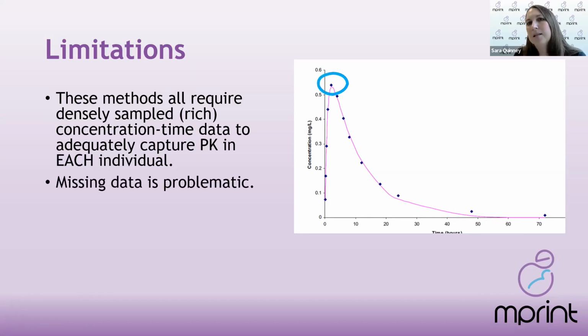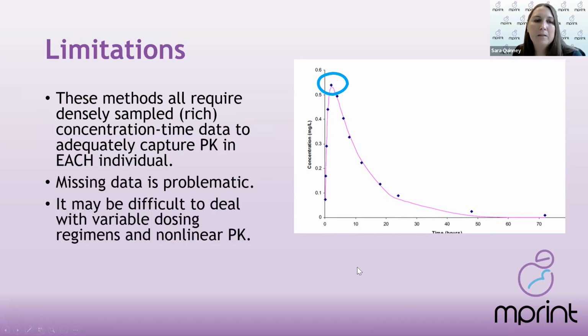So for instance, consider estimating a PK profile where we're missing the Cmax concentration in an individual, and how that would make a difference when you're calculating your AUC for an individual with or without that Cmax component. You would see that you'll get very different estimates for your PK. And it may also be difficult to deal with variable dosing regimens and nonlinear pharmacokinetics and other sources of variability in these data.